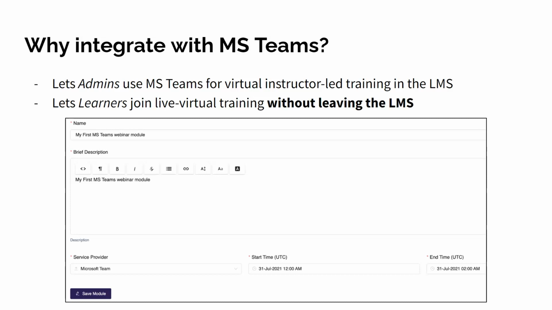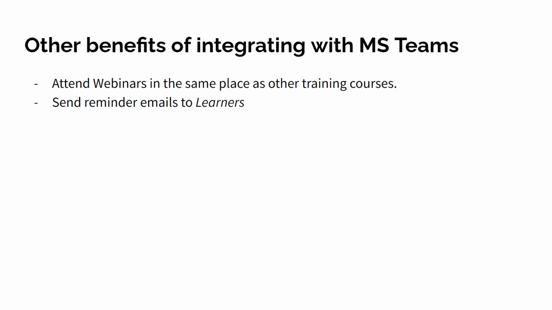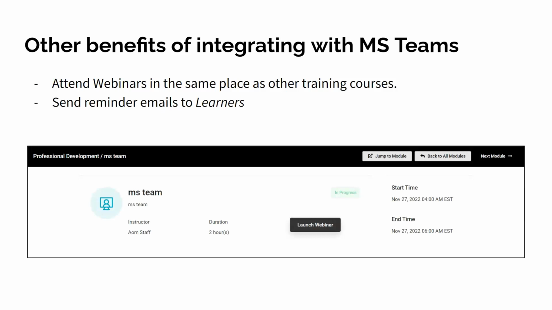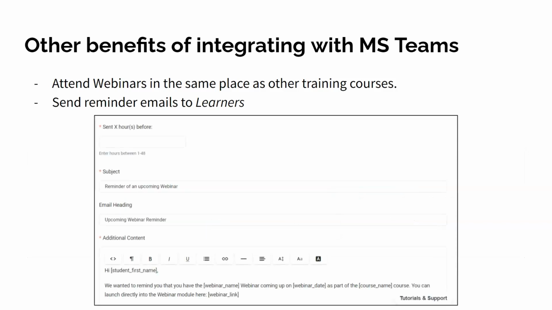The MS Teams integration also prevents learners from having to click through multiple windows and log into multiple platforms just to attend a one-time webinar or recurring training course. Instead, learners can just log into the LMS and join a class in the same place that all their other webinars and on-demand training courses take place. Learners can use their calendar in the LMS to see when classes are. Admins can send reminders of upcoming classes and keep track of instructor-led class attendance using reports.